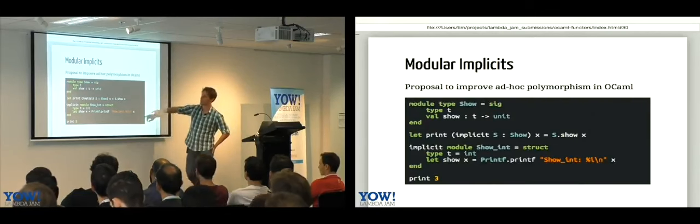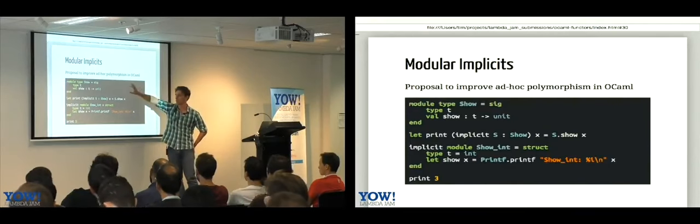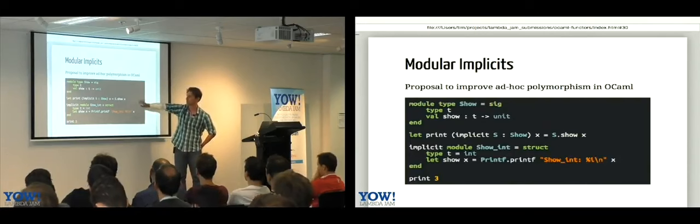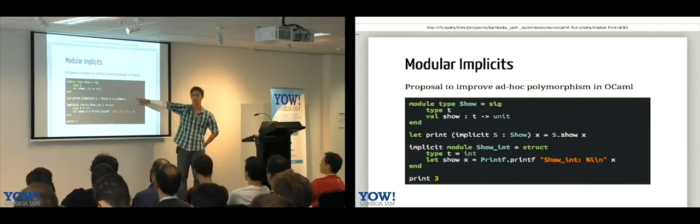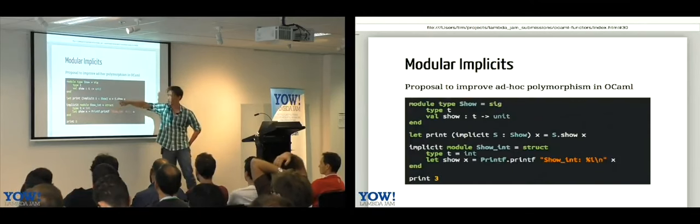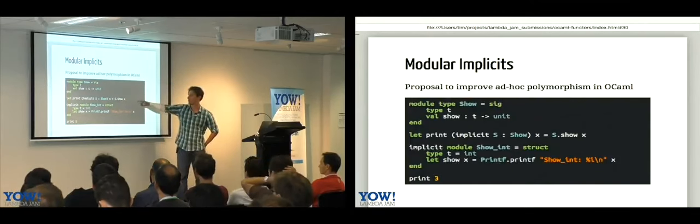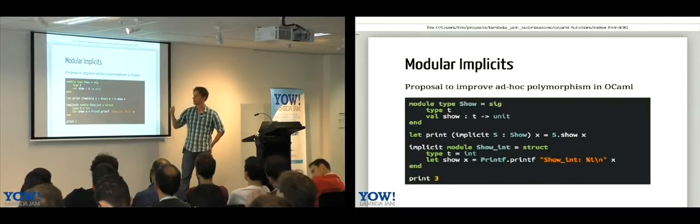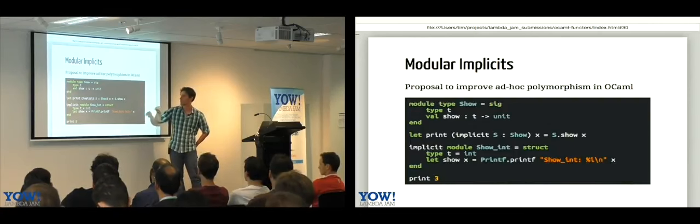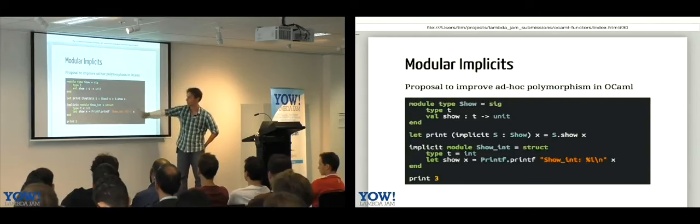Again, we'd have this signature Show, which you can think of as our type class. We're defining a function that goes across Show. You'll note here that it doesn't have to be a functor necessarily, although it looks like a functor because you've got this implicit S, which you're binding to Show, but it's not necessarily a functor. And then you've got this implicit, which you can think of as an instance of a type class. We're providing an implementation of showing an int here, and we're just printing it out.